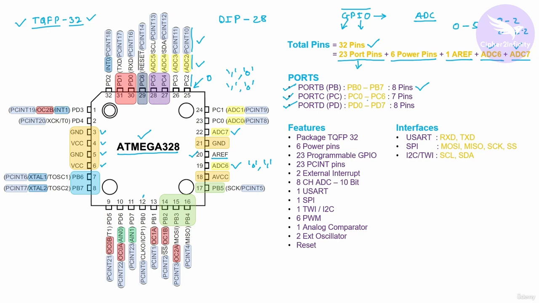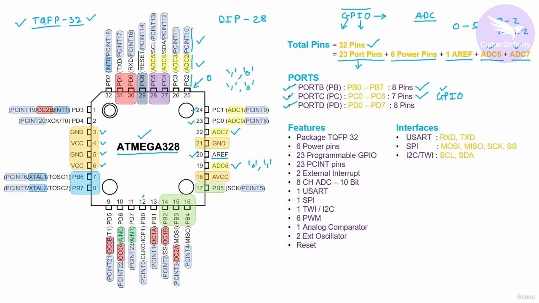So starting from PC0 to PC6, these are a total of 7 pins. So I will show you that now. So PC0, PC1, then PC2, PC3, PC4, PC5, PC6. These are the total 7 pins of port C. And again, you can use these pins as a GPIO pin. You can use it as an input pin, you can use these pins as an output pin, or you can also use these pins for special functions.